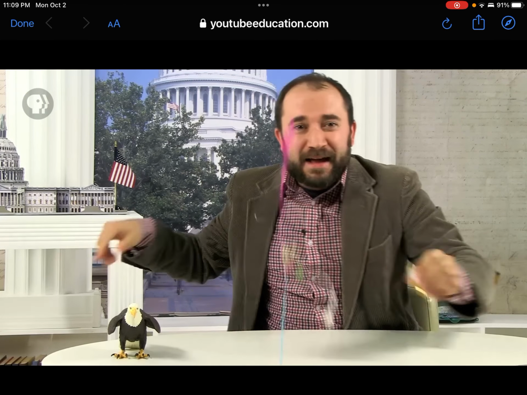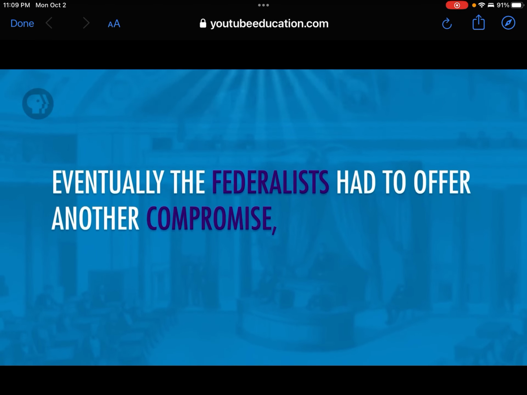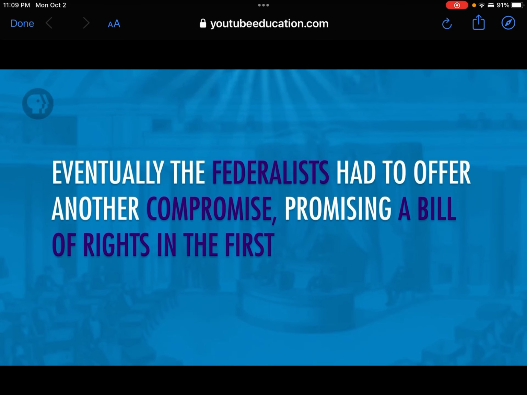So the Federalist position won out, and the Constitution was ratified, and that's the government that Americans have been living under ever since. Hooray! Because the Constitution was passed, we tend to think that everyone loved it, but it wasn't nearly as clear-cut as hindsight makes it appear. Eventually, the Federalists had to offer another compromise, promising a Bill of Rights in the first 10 amendments. This isn't called one of the constitutional compromises because it happened outside of the convention, but it was yet another example of how different interests had to give a little in order to get a constitution passed.